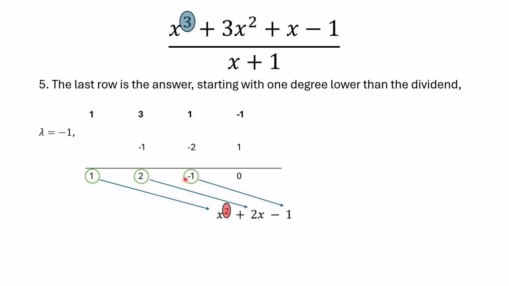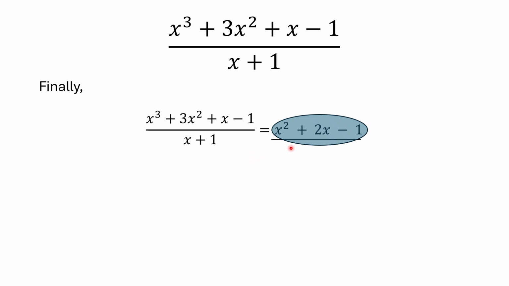Then we arrange the coefficients. Remember, we are saying we have to take 1 degree lower than that of the dividend. So we have x squared instead of x cubed. X squared up until minus 1 is our final answer.